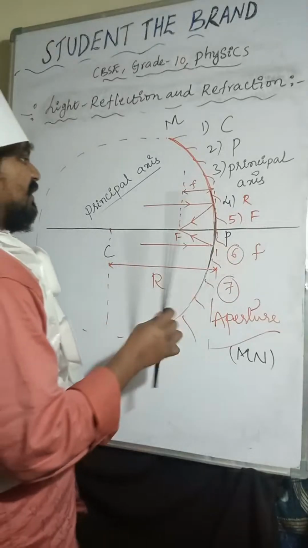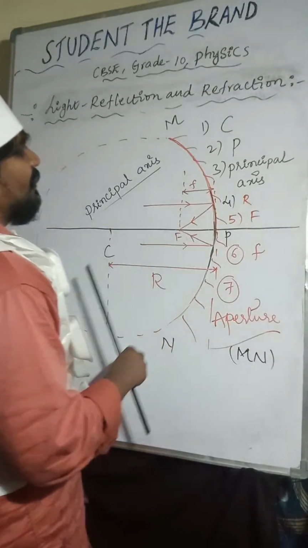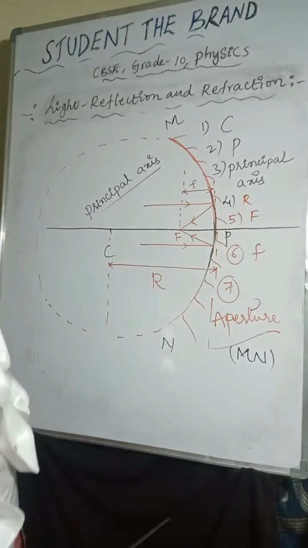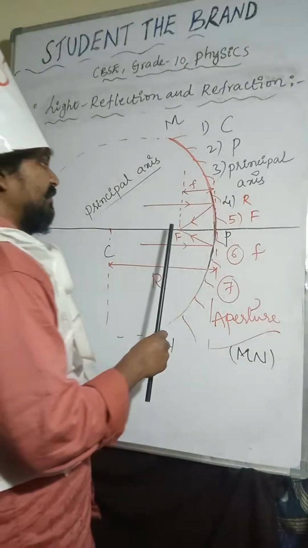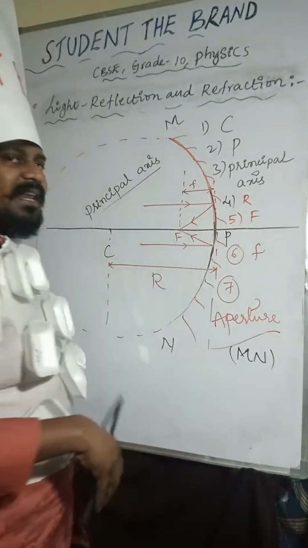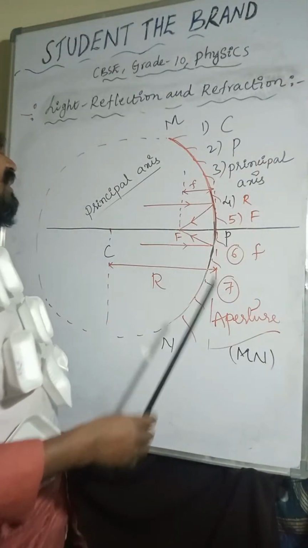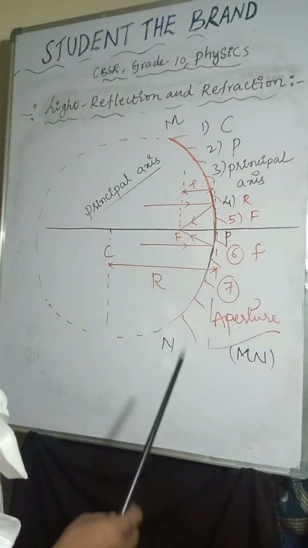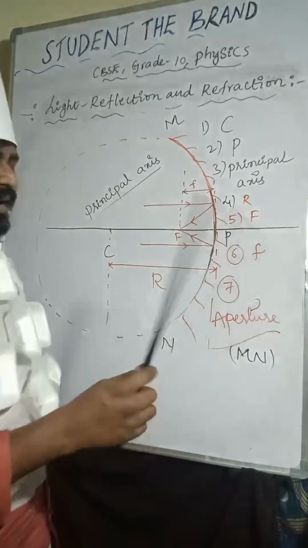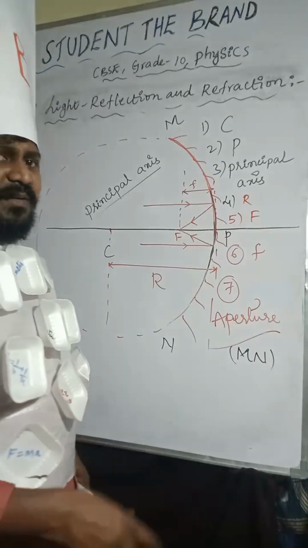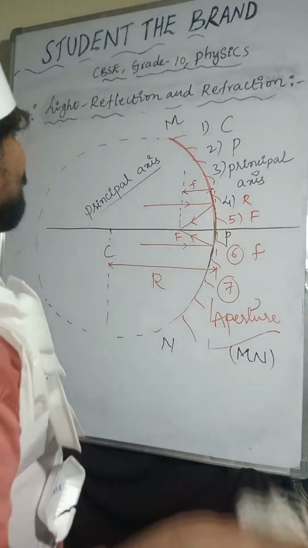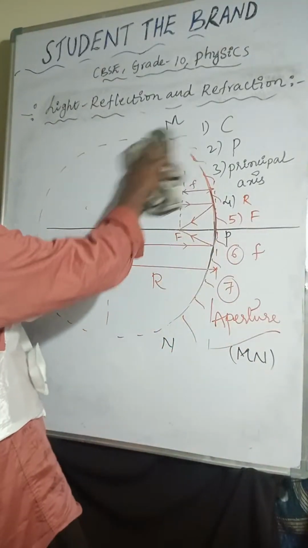After reflection, all light rays meet at one point on the principal axis, called the focus. The distance between the focus and the pole is called the focal length. The width of the mirror is called the aperture.